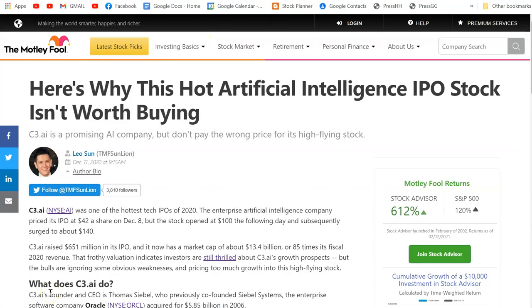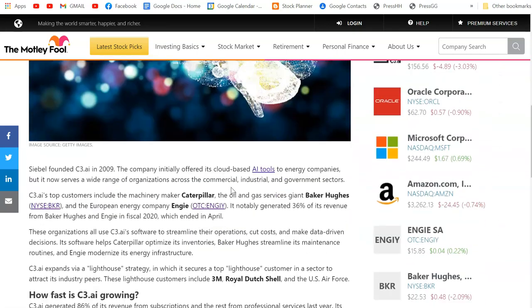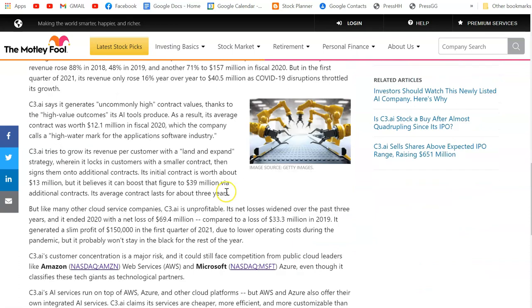In a December 31st article, Motley Fool, which does write very understandable articles on many of the stocks that I trade, doesn't believe it's worth buying at the moment. And it goes into the analysis of why it's not worth a buy. Basically, it's unprofitable, and it's losing money, and the net losses are getting bigger. And over the last 2 years, the stock prices have been pumped up.